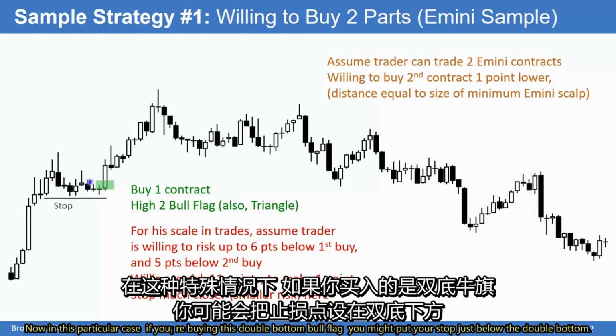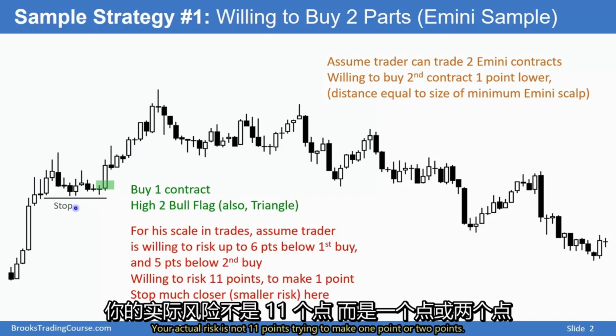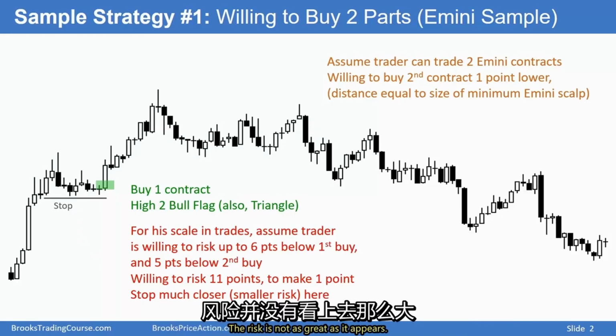Now, in this particular case, if you're buying this double bottom bull flag, you might put your stop just below the double bottom. Your actual risk is not 11 points trying to make 1 point or 2 points. The risk is not as great as it appears.